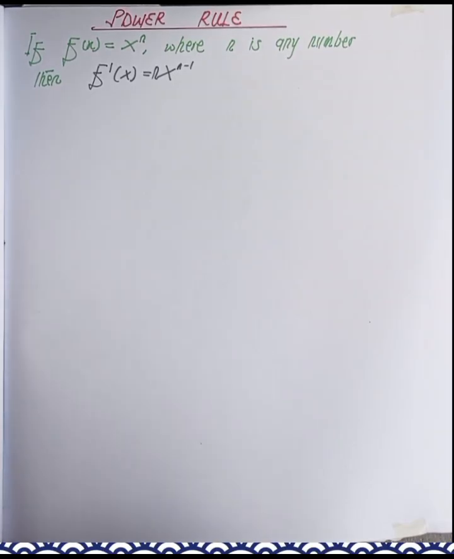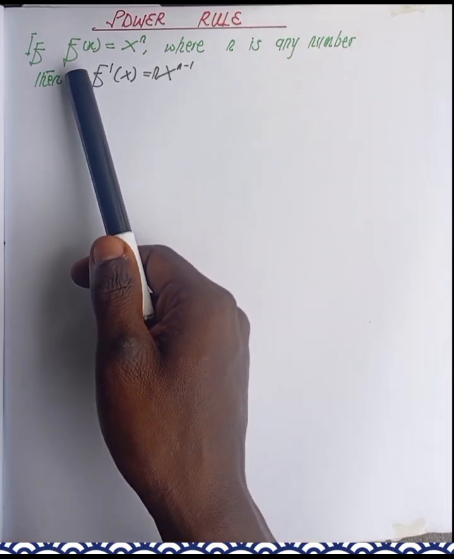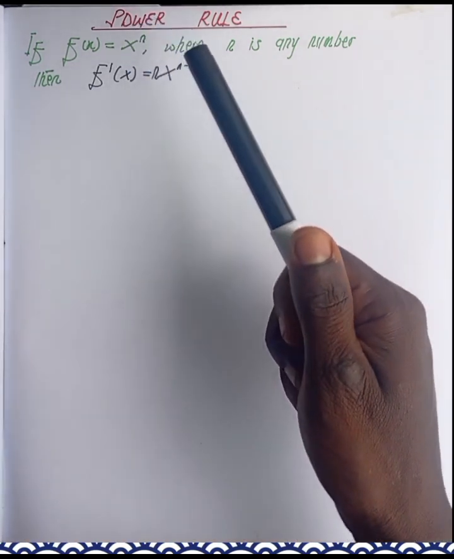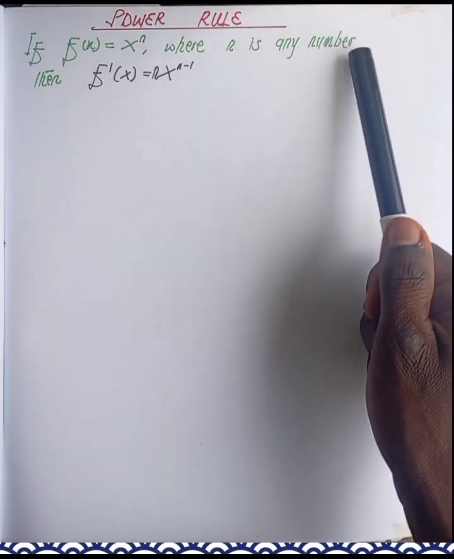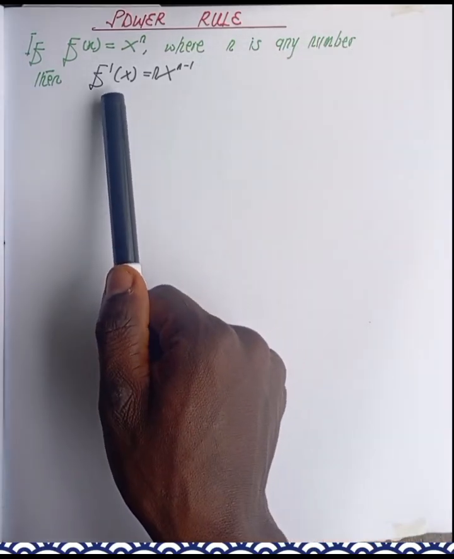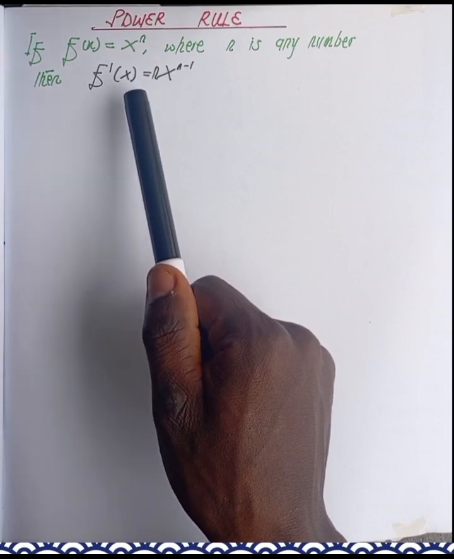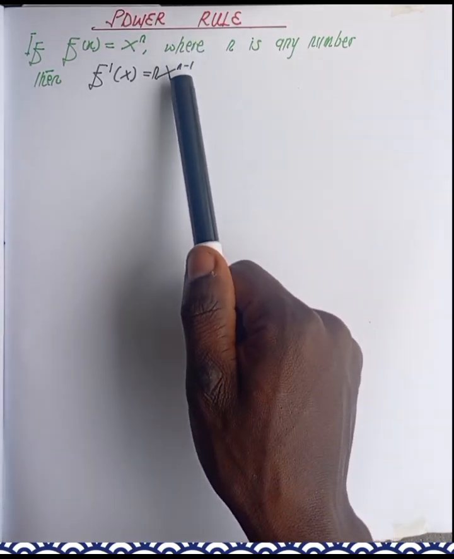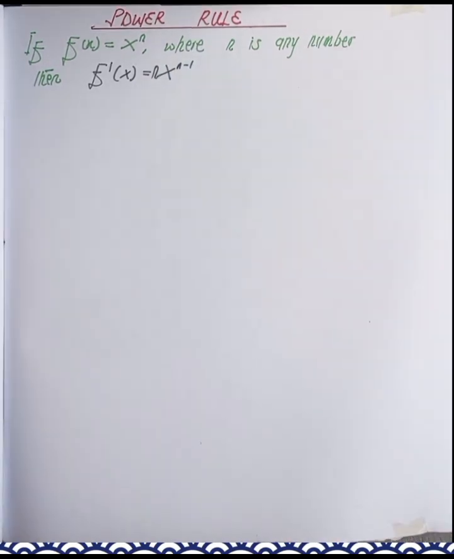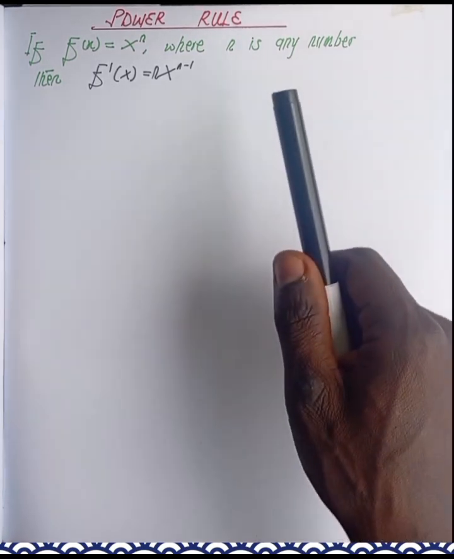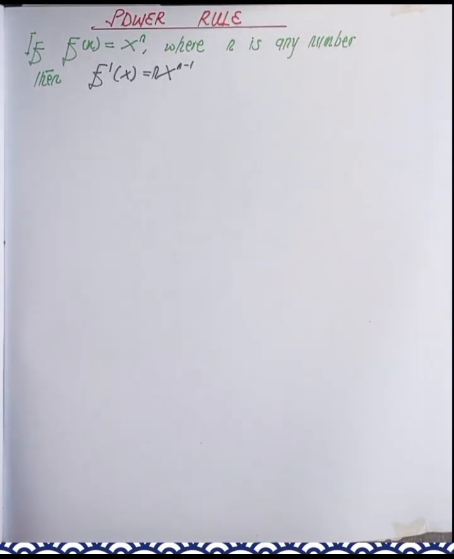In this session, we are going to look at the proof of the power rule, which says that if the function f(x) is equal to x^n, where n is any number, then the first derivative with respect to x is given as nx^(n-1). We are going to prove this rule using the first principle.